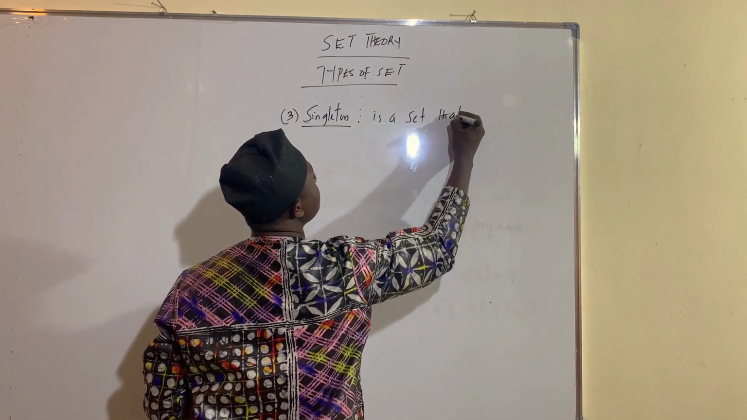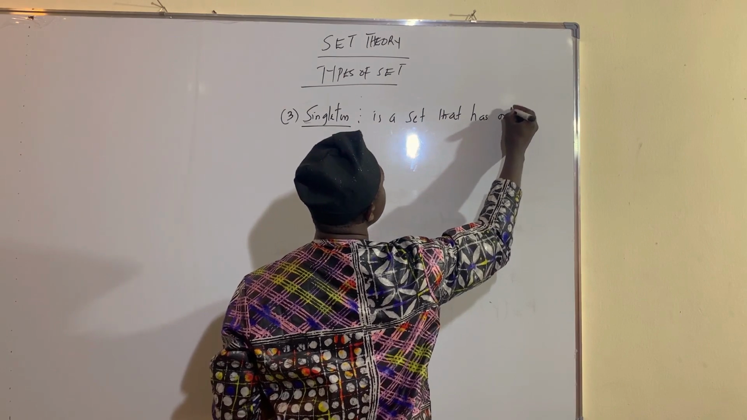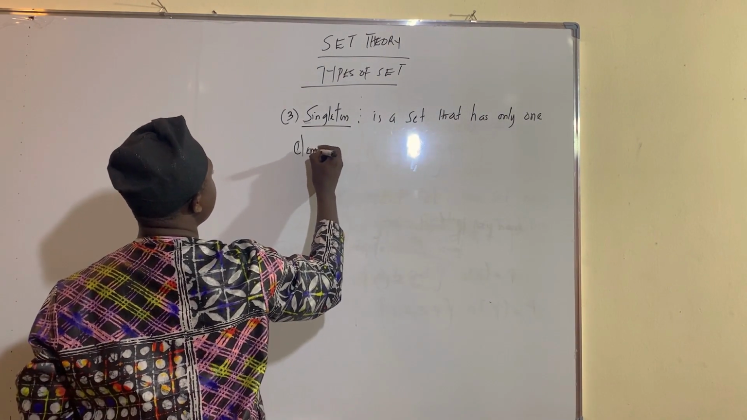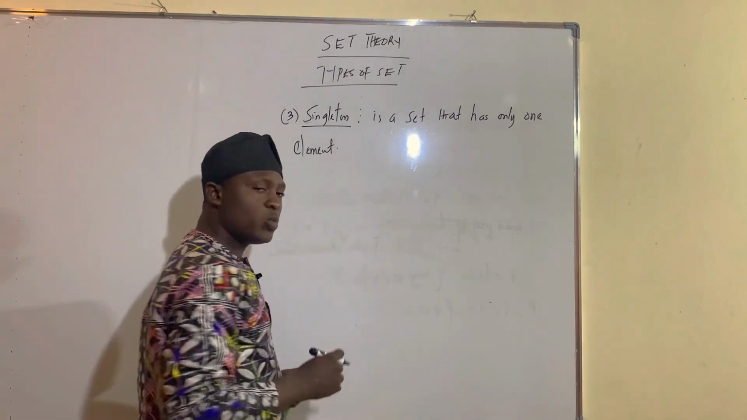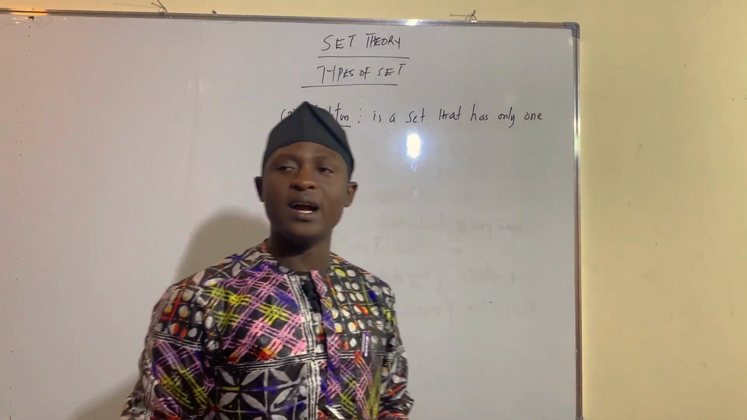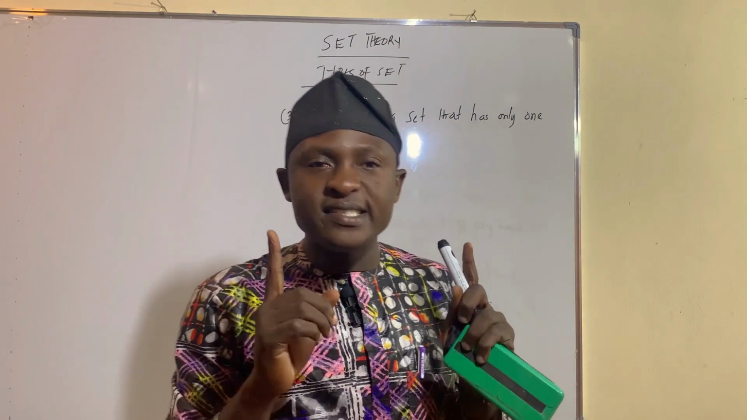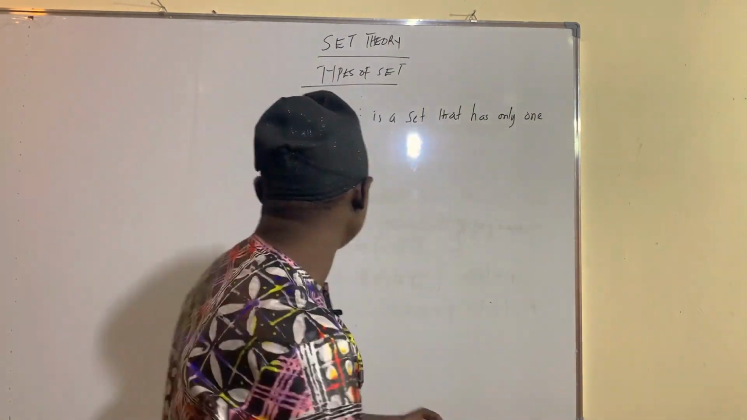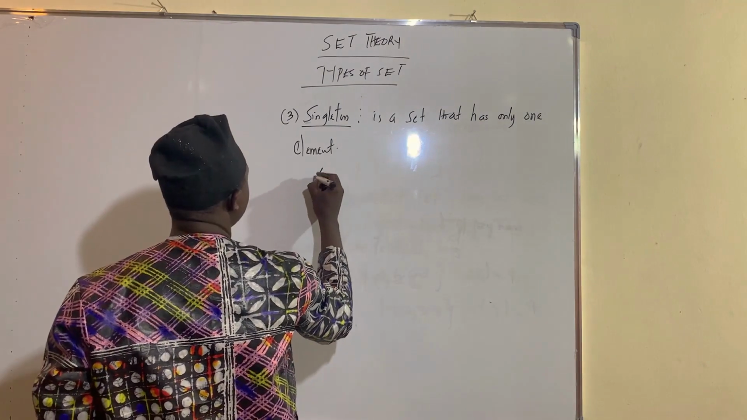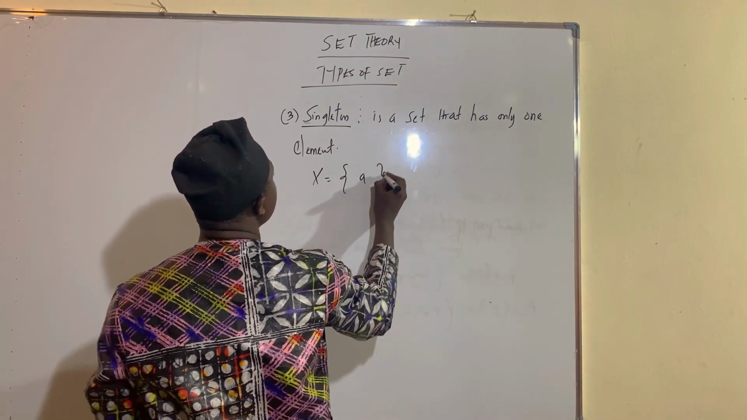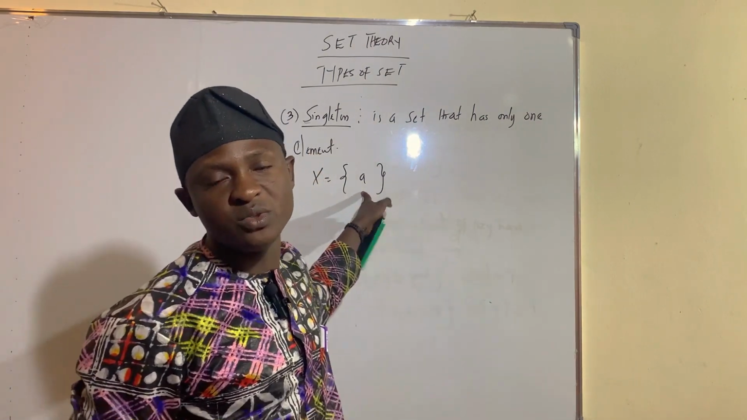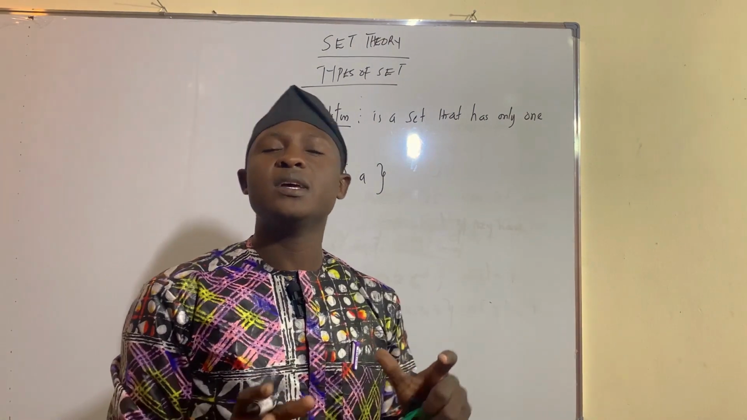A Singleton set is a set that has only one element. So when we have a set and it has just a single element, the set is said to be a Singleton set. For example, let's say we have X equal to {A}. We can see this set X has just one element, which is A. So it's called a Singleton set.